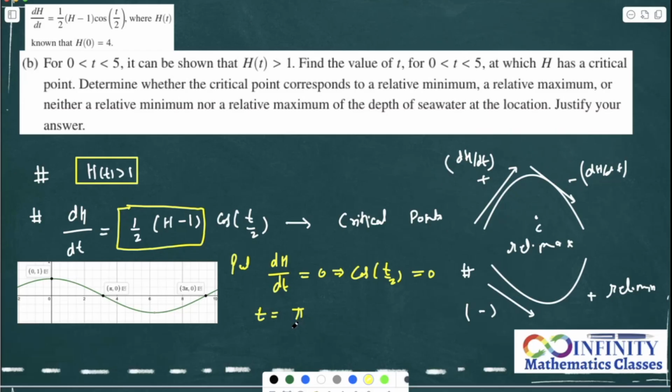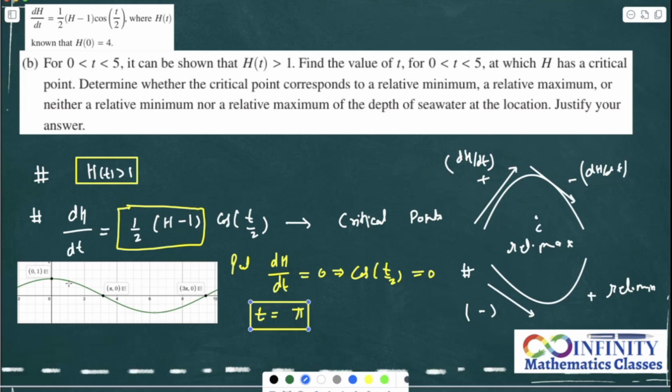Is there any doubt? No. Perfectly okay. So pi is the only point I'm getting here, because pi lies between 0 to 5. The other point is 3 pi, which is going to be beyond 5. So the only critical point I'm able to find is pi. Now, can you please check the graph?